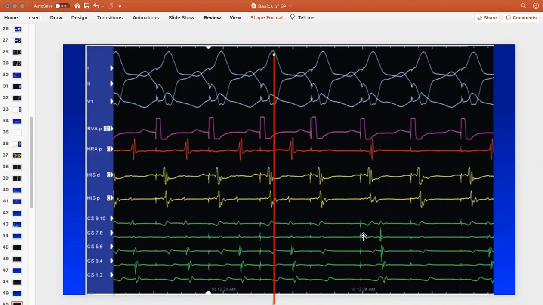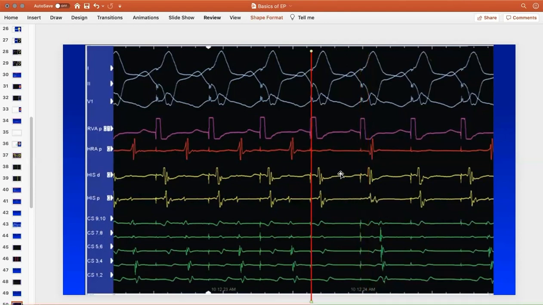I think it is an echo beat. Okay, so let's take it back. We always draw a line because we don't want to make conclusions. So if we draw a line in this beat, where is the earliest A? The earliest A in the HIS. Okay, so let's draw a line on this beat. Where is the earliest A?